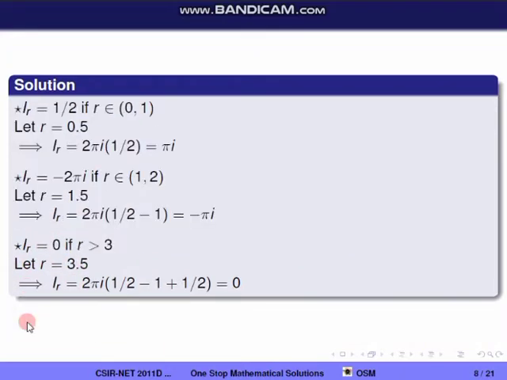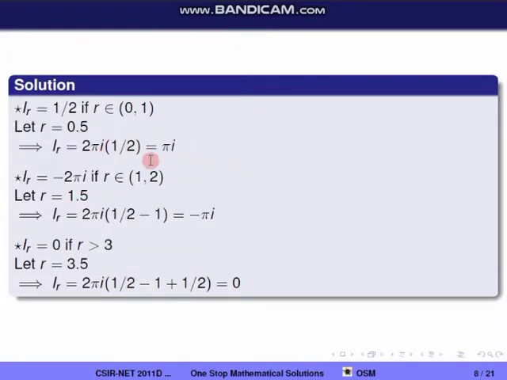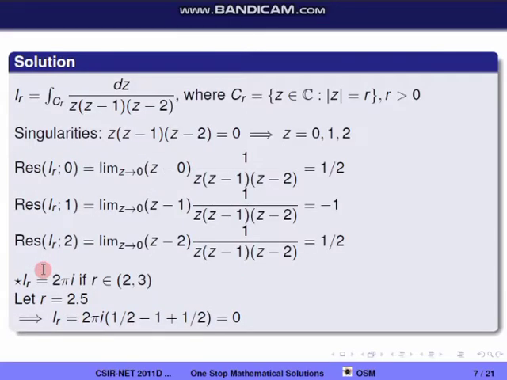Now we will check the next option: IR equals 1 by 2 if R is an element of (0, 1). I am taking R equal to 0.5, then only the singularity z equal to 0 comes in. So we will only use the first residue. So 2 pi I into 1 by 2, we get pi I. So it is different from 1 by 2. Similarly, find for the third and fourth options. We get only the last option as correct using the Cauchy residue theorem also. So you can use any one of these methods, whichever you find easier.